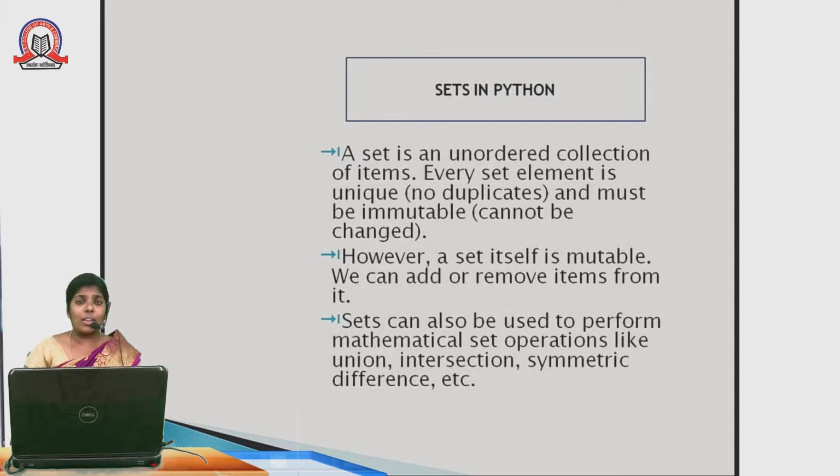A set is an unordered collection of items. Every set element is unique, no duplicates. So in a set, there should not be any duplicates of the element. Duplicate means any repetition of the elements. However, a set itself is mutable. We can add or remove items from it. In the set, we can add or we can delete an item.